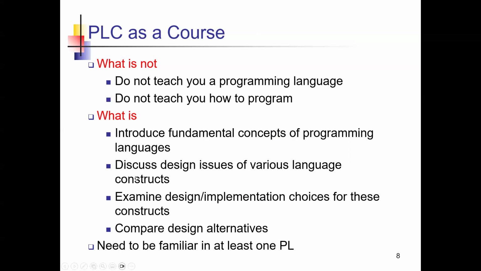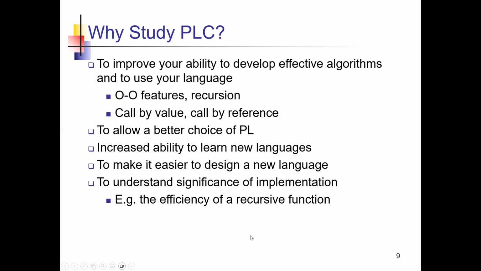So we're also going to discuss design issues of various language constructs, examine the design and implementation choices for these constructs, and compare the design alternatives. Also, we need to be familiar with at least one programming language, that's the prerequisite. Fortunately, in this course, our prerequisite is the Java programming language. Normally before students take Java in our school, they should have taken Python. Python is CS 101, then CS 102 is Java. So we should have knowledge of at least 2 programming languages before we start this course.